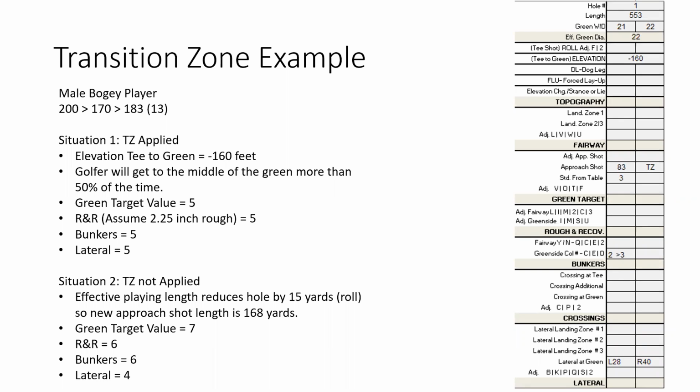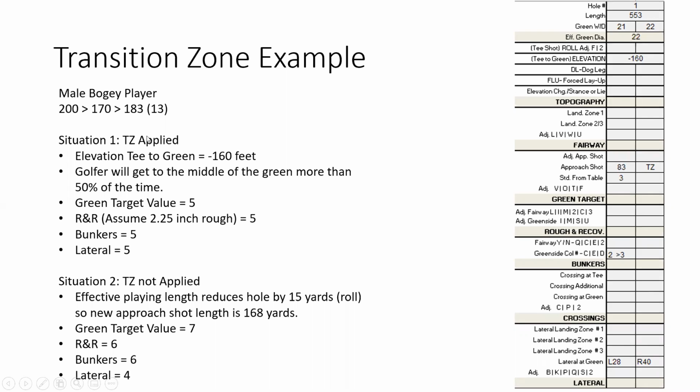If we have a hole that's, in this case, a par 5, 553 yards, our first shot for a male bogey golfer goes 200, and then we have 170 for our second shot, and that leaves us with 183 yards. So that 13-yard window is within that 20 yards of the transition zone, so that TZ shows up on our sheet.